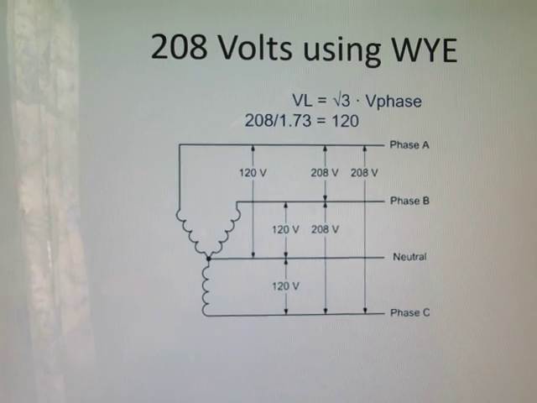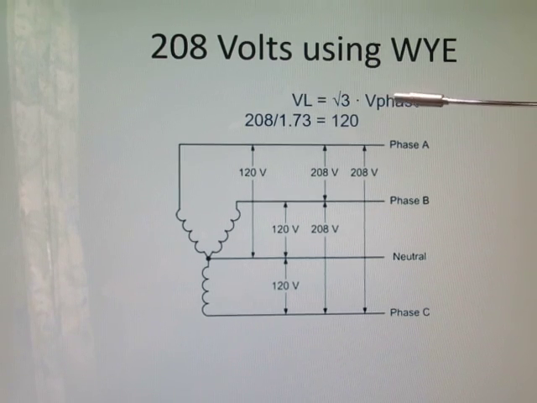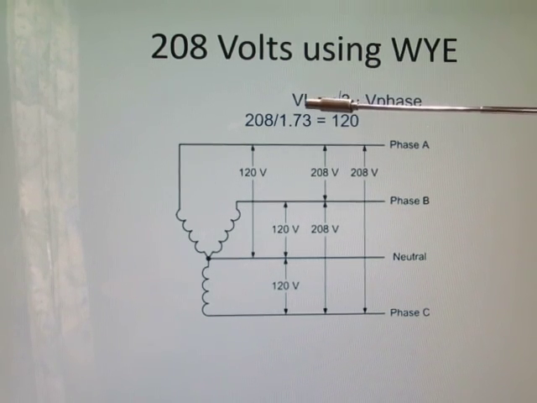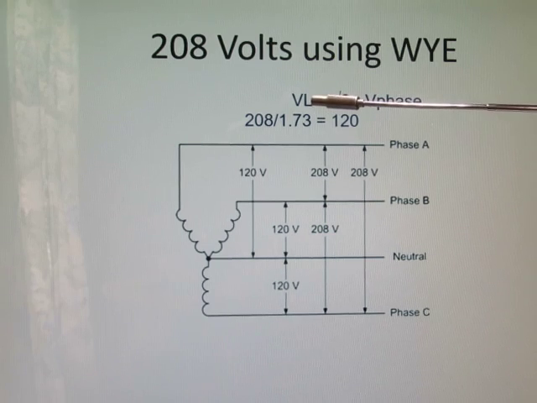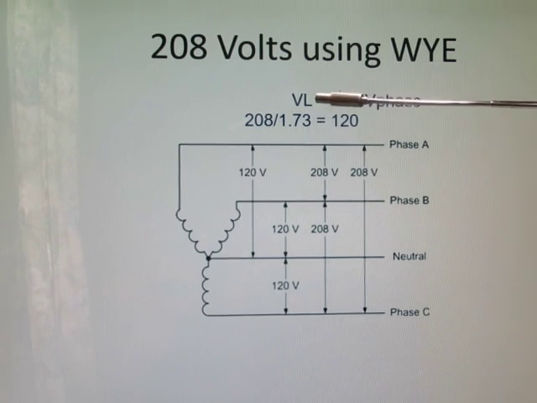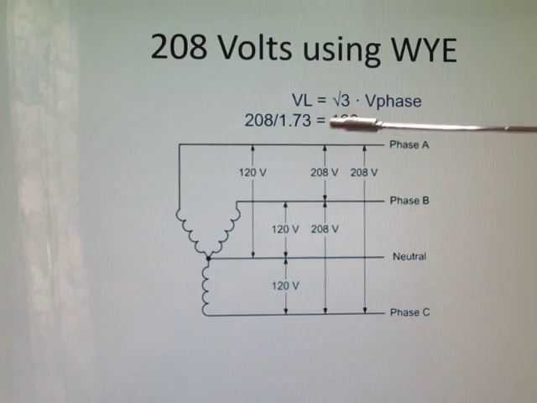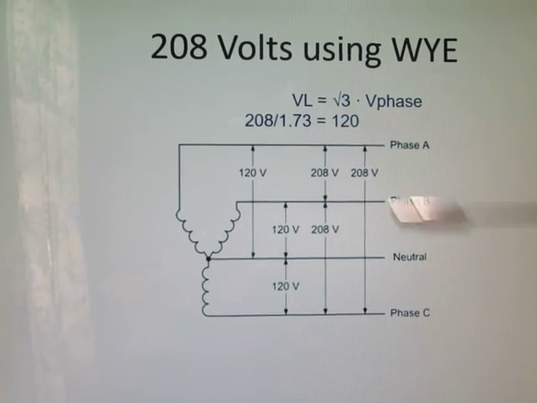So let's go over our formulas here. If we're given a line voltage, but we're not given the phase voltage, we can compute that. The phase voltage is equal to the line voltage divided by the square root of 3, which is 1.73, and we get 120 volts.